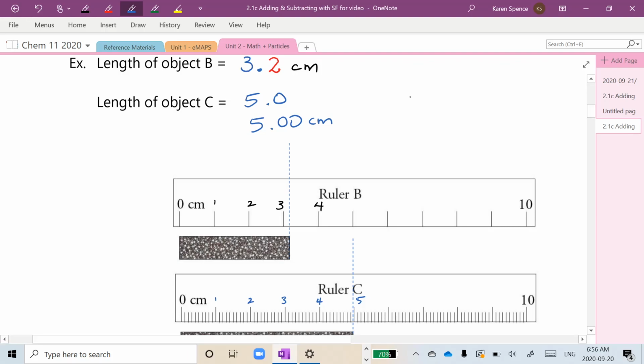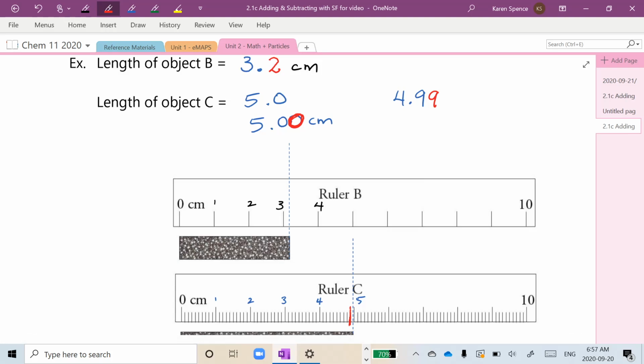Is it 5.0 or 5.00? Well, if you were to have looked at this as 4.9 instead of 5, you could say, okay, I think it's 4.9. It's not actually 4.9. 4.9 would be right here. Do you see the little red mark? We're actually closer to the 5. It would be 4.99. And so the length of object C is going to be 5.0, and my uncertain digit is going to be the 0.